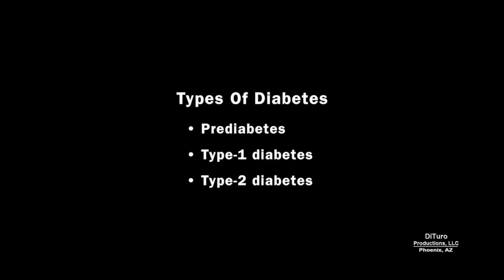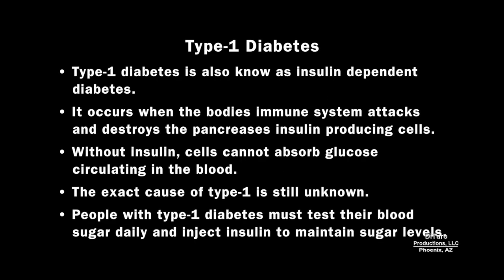There are 2 types of diabetes and a diagnosis of prediabetes. Type 1 is also known as insulin-dependent diabetes. It occurs when the body's immune system attacks and destroys the pancreas's insulin-producing cells. Without insulin, cells cannot absorb glucose circulating in the blood. The exact cause of type 1 diabetes is still unknown.